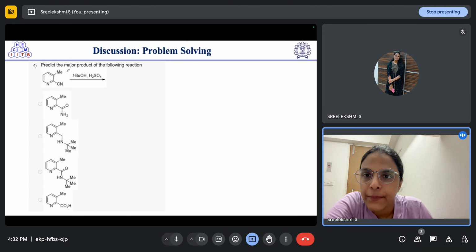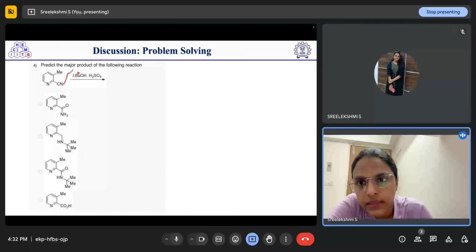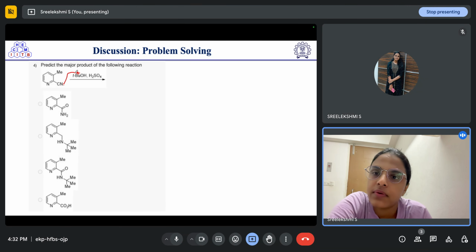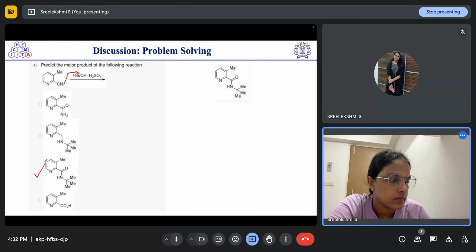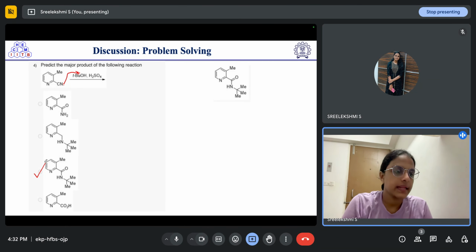So here also, first this tertiary butanol will get protonated and that OH2 will be leaving to form this carbocation over that tertiary center. That is, a tertiary carbocation will be formed. Then this nitrogen lone pair will attack that carbocation, and then again, as we said, the same water molecule will be attacking the carbon center, and the positive charge on nitrogen will be stabilized to form the particular amide. So the correct answer is option C. So this is also an example of the Ritter reaction.